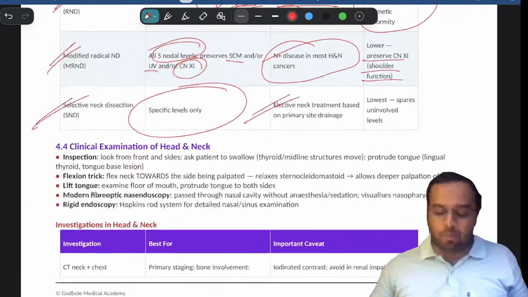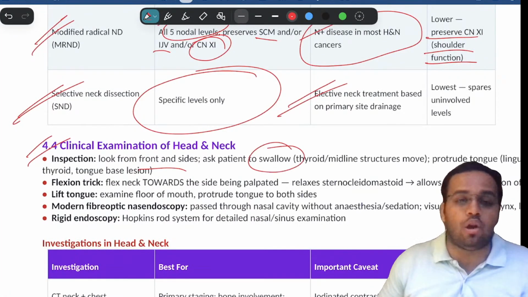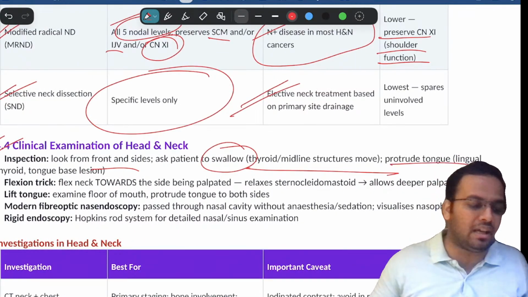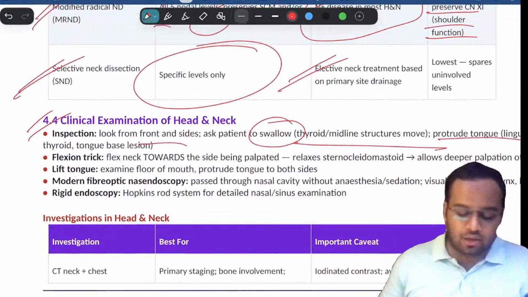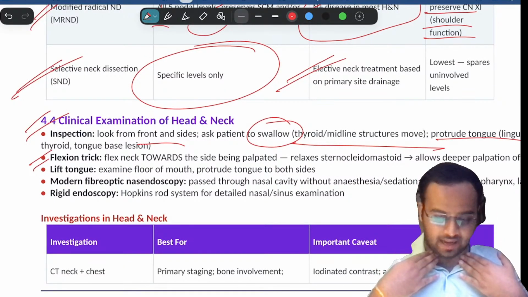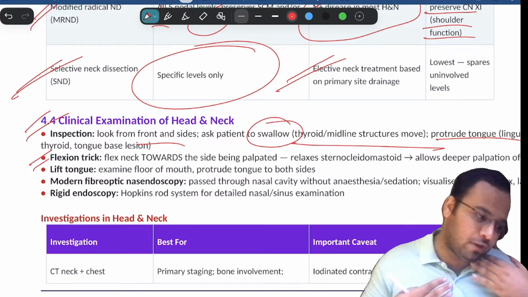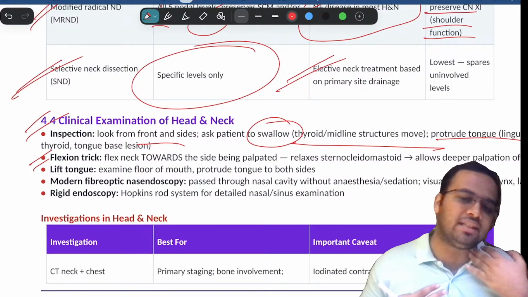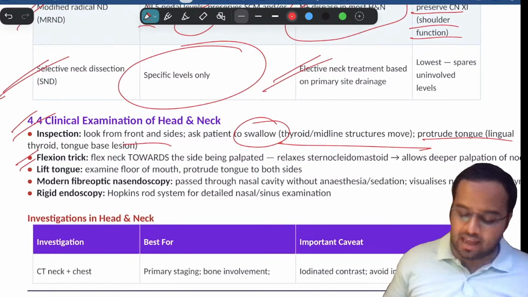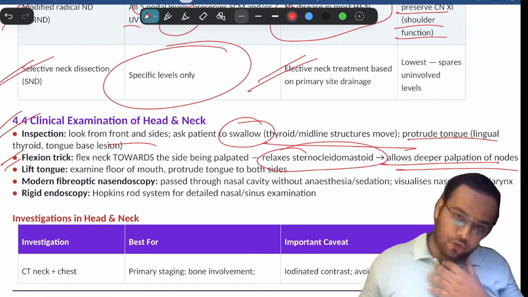So always remember some points while examining the head and neck region. Look from front and side, and ask the patient to swallow. Asking the patient to swallow will determine the midline structures. Protrude the tongue, typically to look for any lingual relations. The flexion trick: whenever you are not able to palpate properly, ask the patient to flex the neck, typically bending to the side you want to palpate. If you want to palpate the left side, ask the patient to flex the neck to the left side. Then this region is going to relax. The sternocleidomastoid relaxes and allows deeper palpation of the nodes. So it is very much important to flex the neck towards the side you want to palpate.